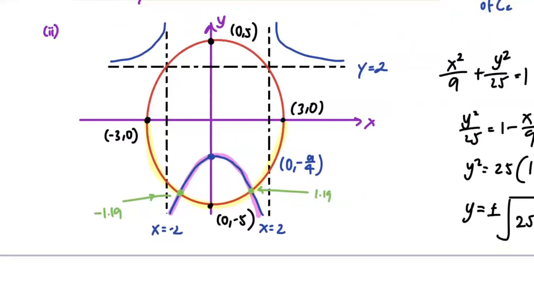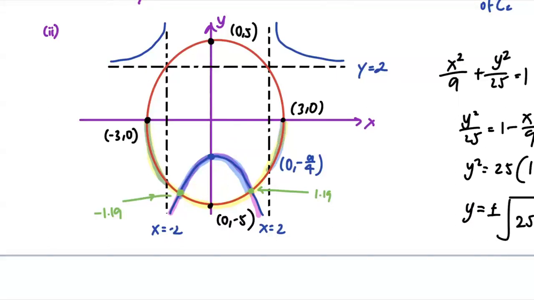Okay, it's between the portions. Let's use another color that I think you can see. So which portions will it be? It will be -3 to -2, so this part here. Then -1.19 here, this part. And then this part.